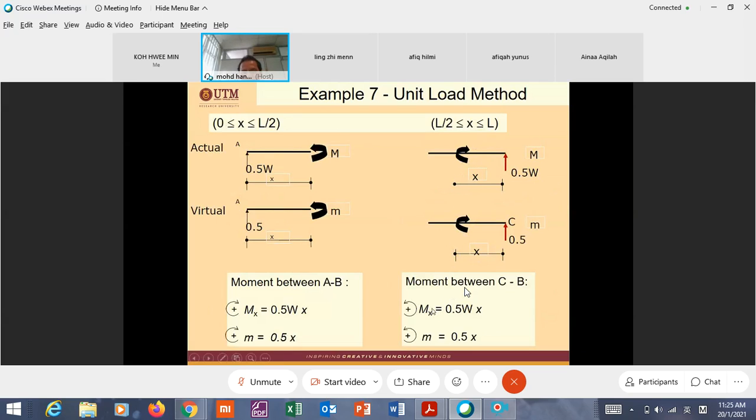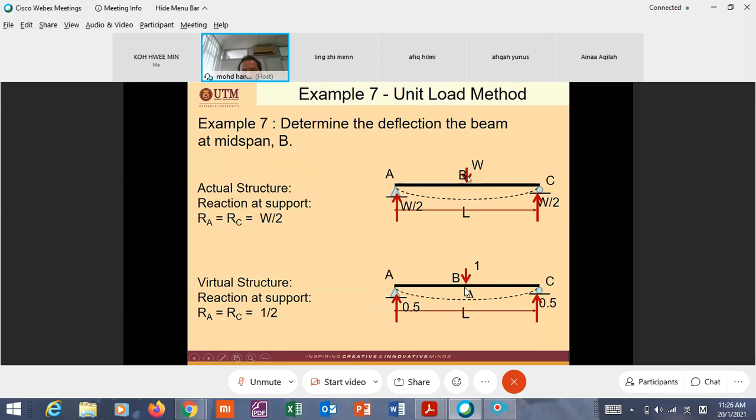Also, start the moment equation from the right support. What is the purpose? The purpose is so that the moment equation does not include this point load. If you start from left, then you have another term. But if you start from right, you have only one.